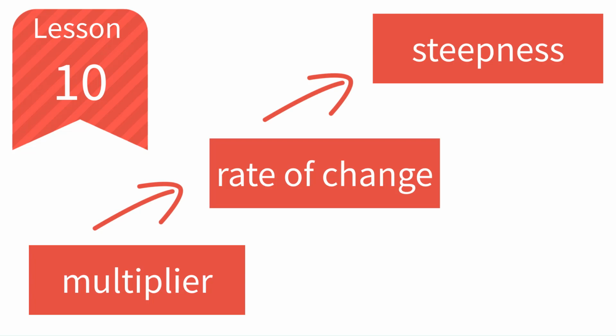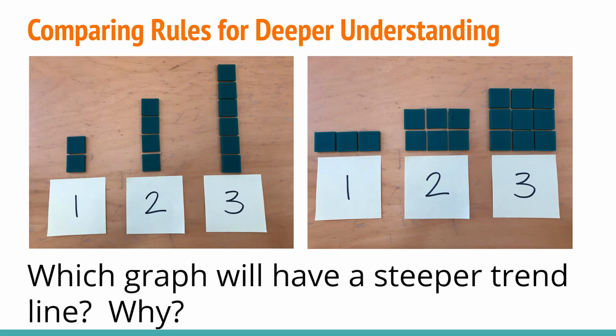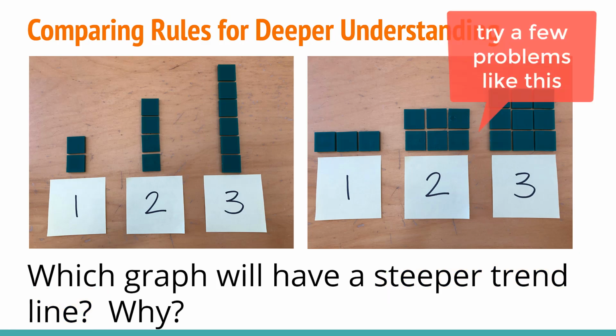And we might ask them a question like this. Here are two pattern rules. Which graph is going to have a steeper trend line? And why do you think that's true? This comparison will have students really debating and thinking more deeply.